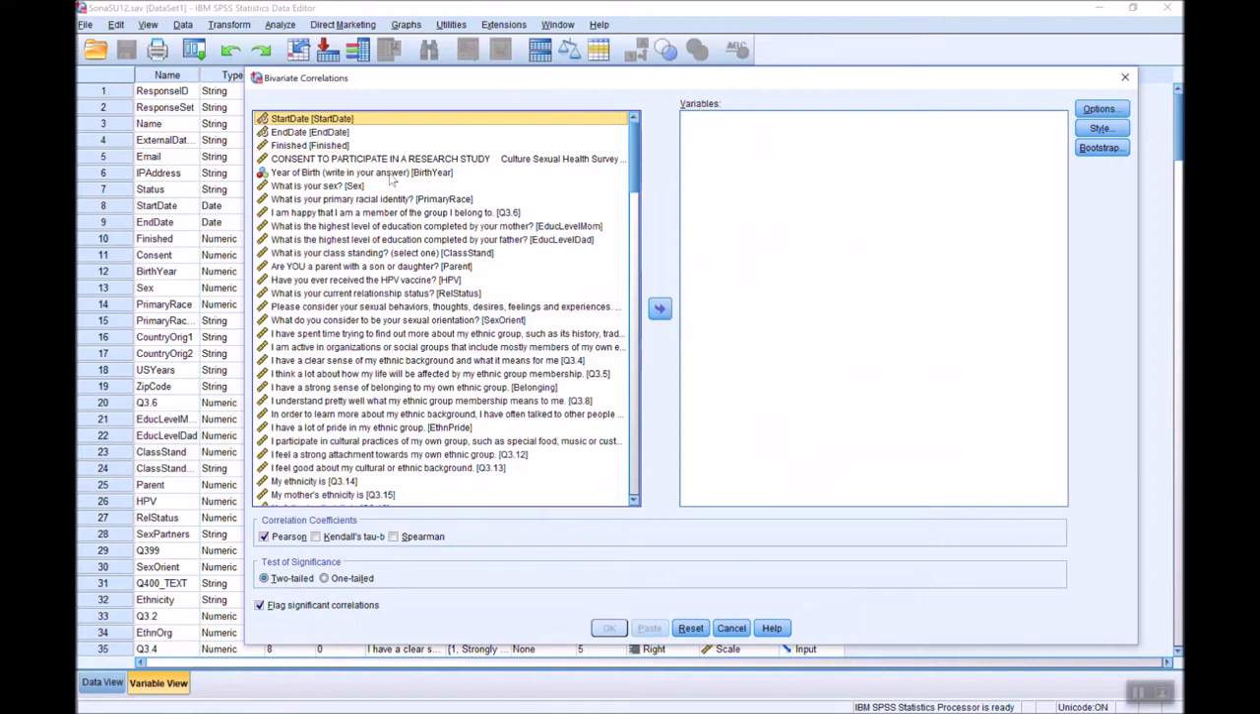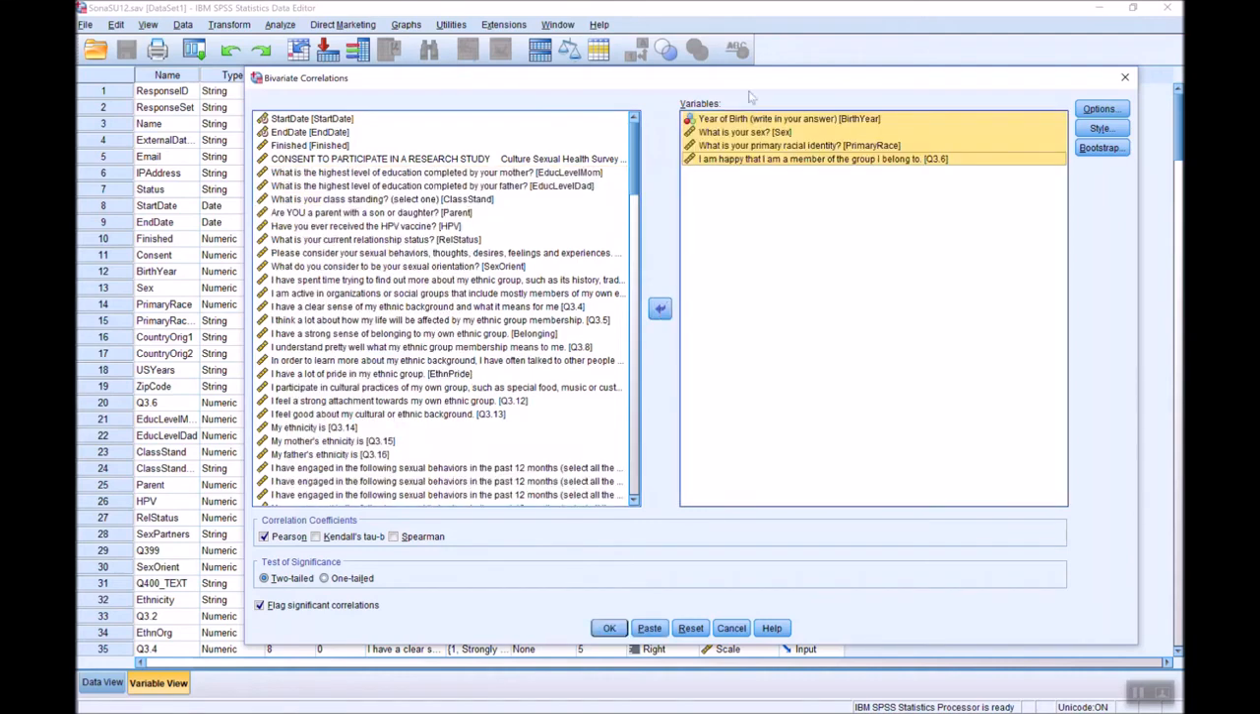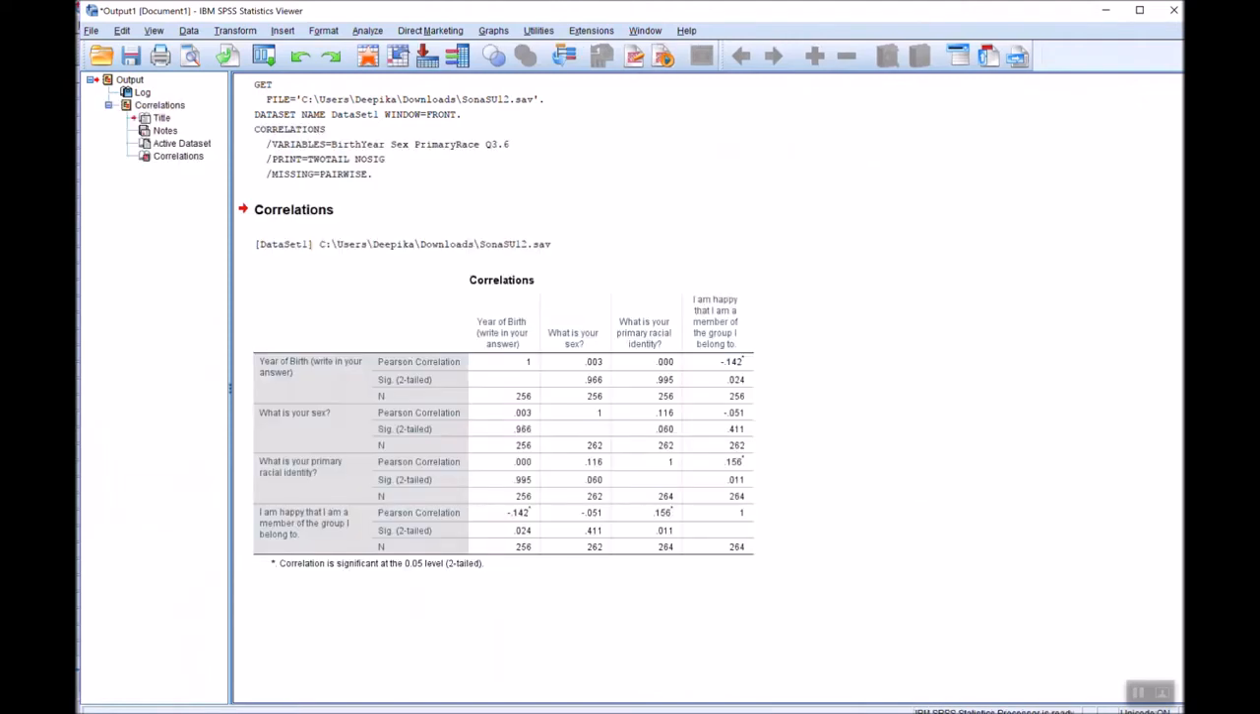Like I mentioned, I'm interested in the relationship between age, sex, racial identity, and whether there's a significant relationship between any of these three variables and how happy you are with being in your ethnic group. So then I click on all of them, and I hold Control to make sure all four are highlighted, or you can do them individually as well. And then I click on this arrow button over here to move them over here. And then I click OK, and this output window opens and it tells me my correlations.